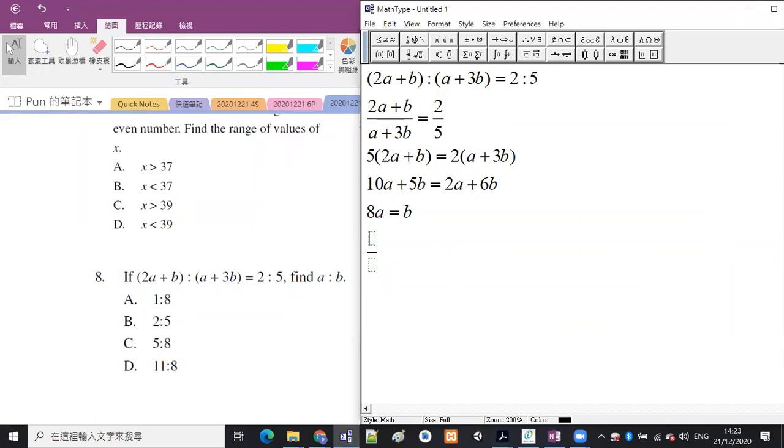8a is equal to b. Then a over b is equal to 1 over 8. Just divide the b to the left-hand side, and divide the 8 to the right-hand side. Is that okay? So the fraction a over b is equal to the fraction 1 over 8, which means that the ratio of a to b is equal to the ratio of 1 to 8. And that is the answer. That is how we can find the ratio from the fractions.